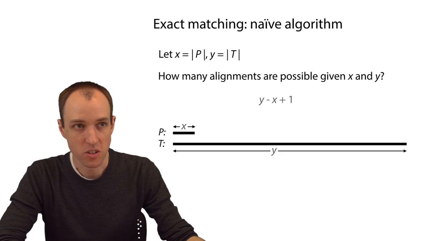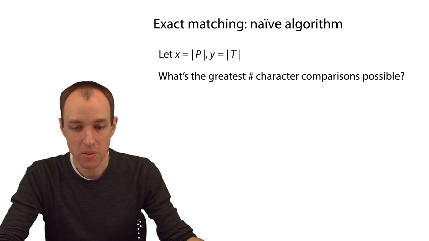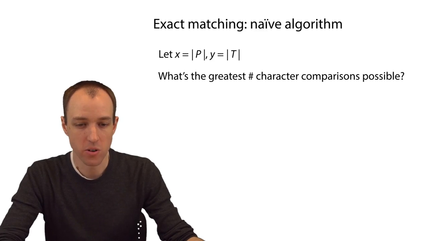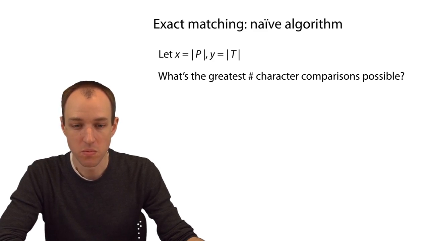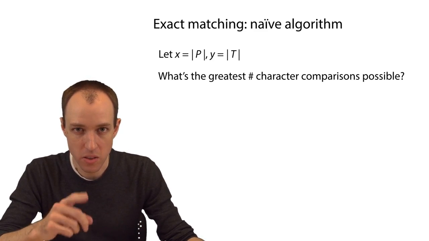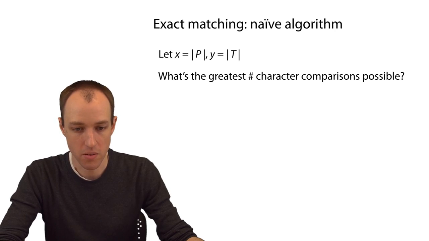Here's a related question. Given a pattern of length x and a text of length y, what is the greatest total number of character comparisons we could possibly do? What's the greatest number of times that we can possibly iterate through the inner loop of our nested pair of loops?